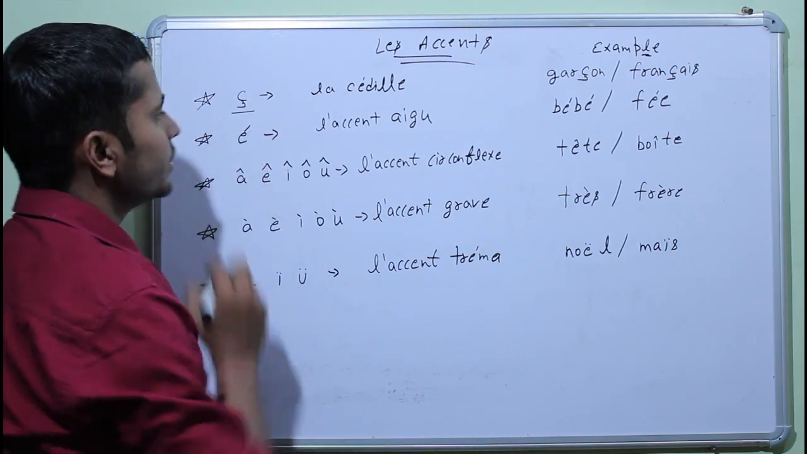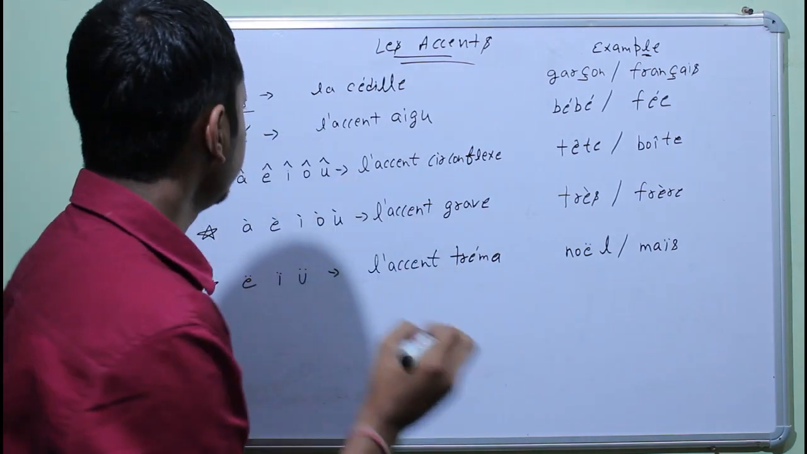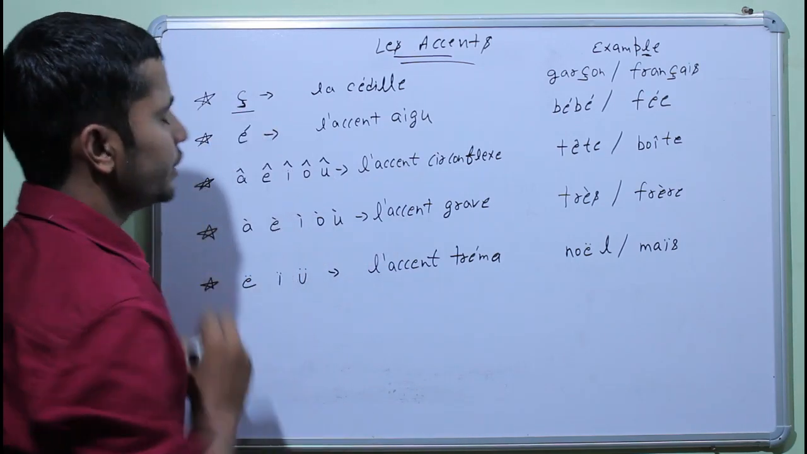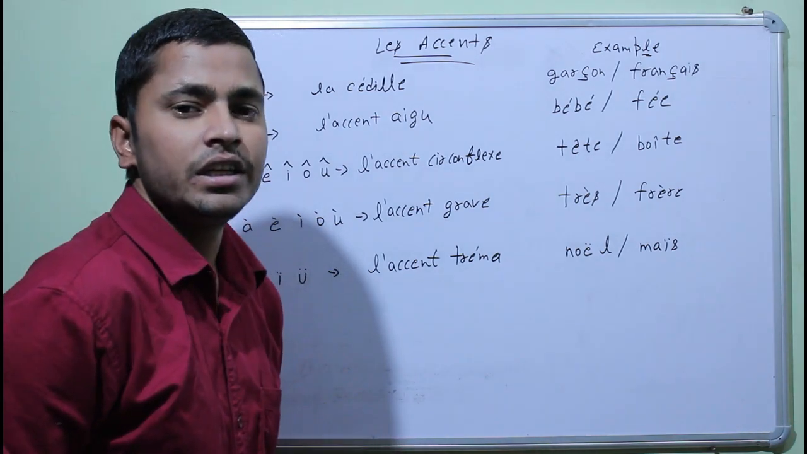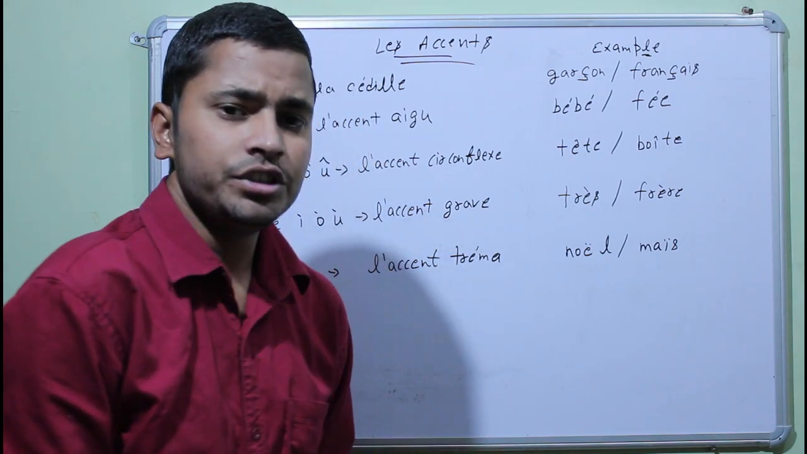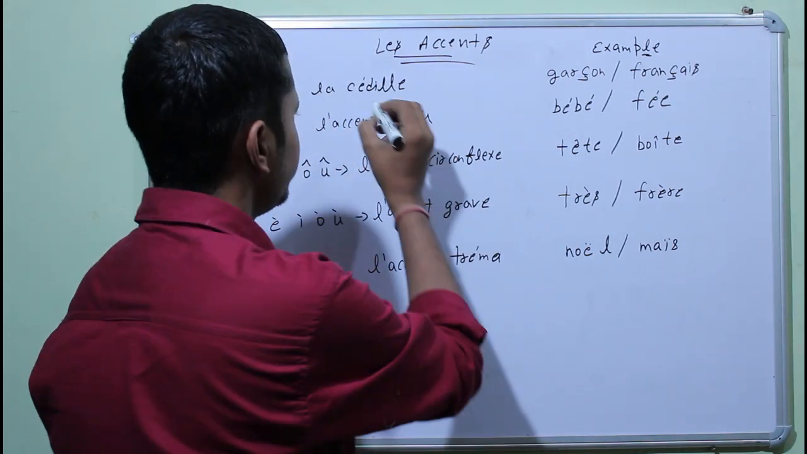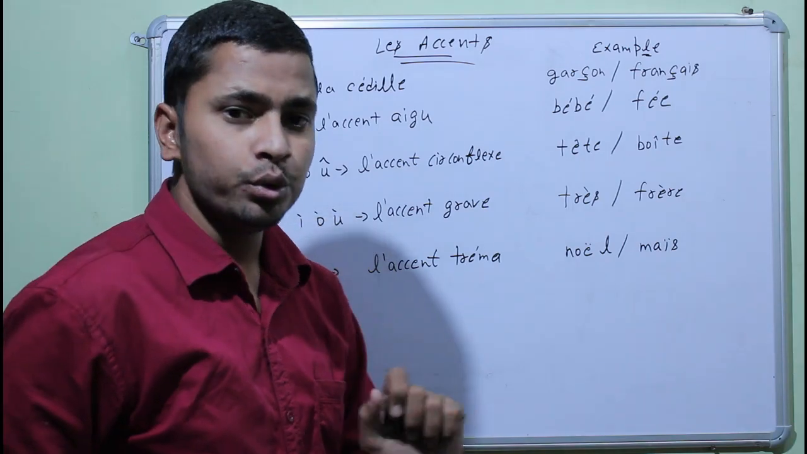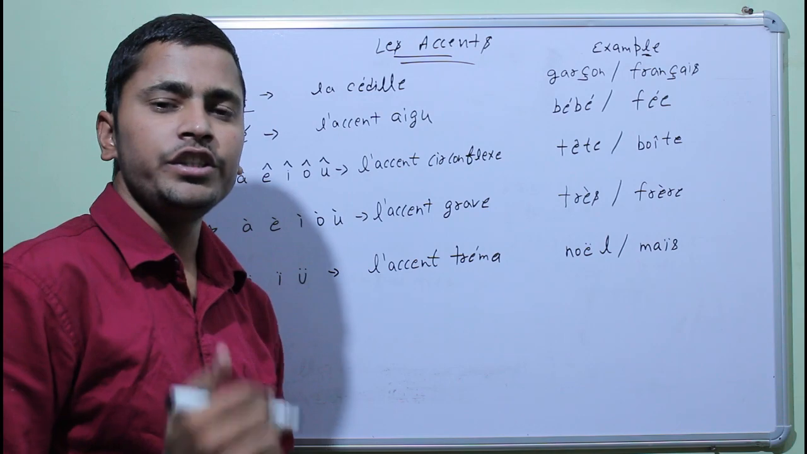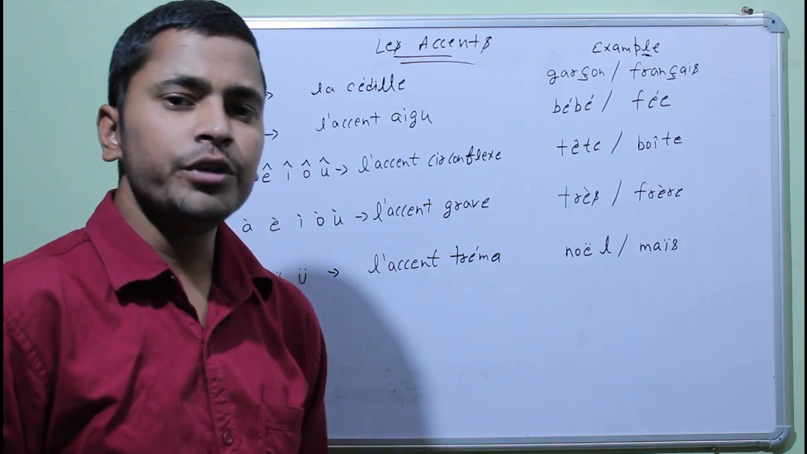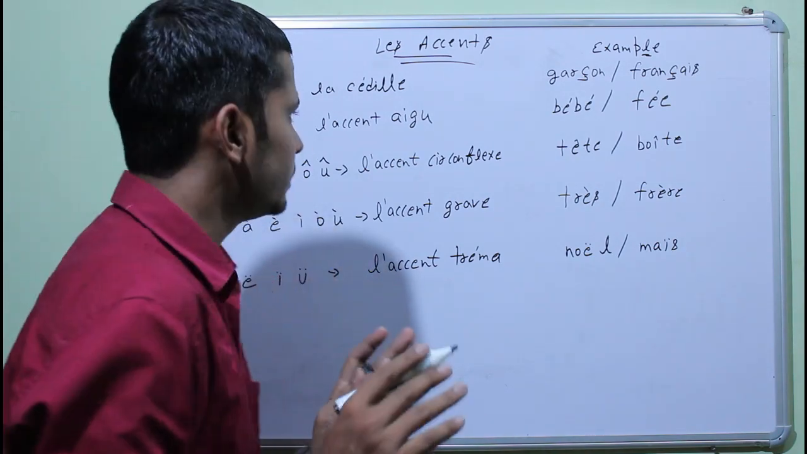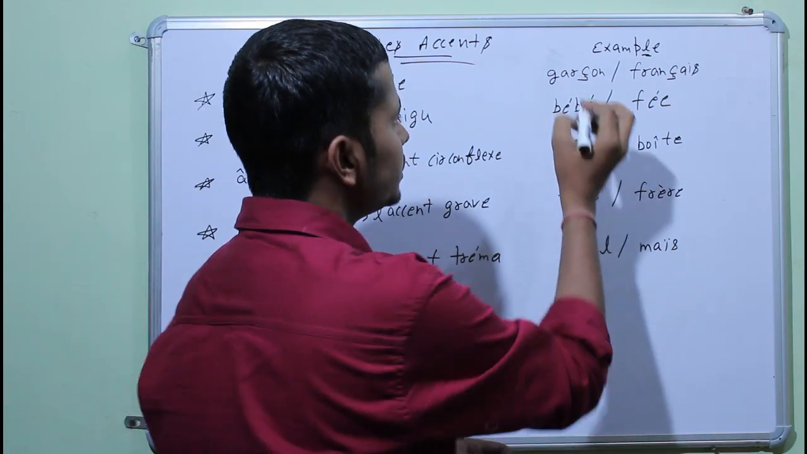When we use the cédille, the pronunciation when we speak always changes. It is always used under the C. This accent is always used under C. It will not be used under any vowel, except C.